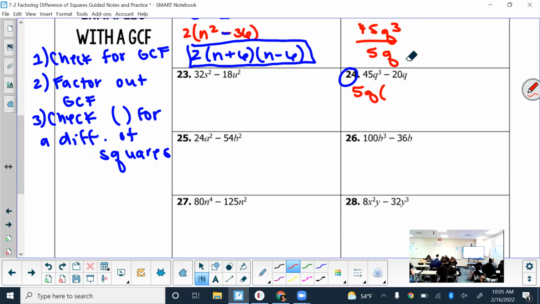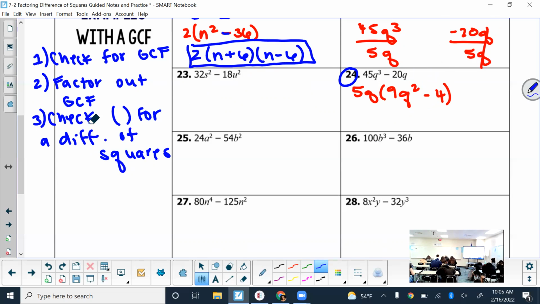What's 45 divided by 5? And q to the 3rd power divided by q. Good. And then the next term divided by your GCF. So what's negative 20 divided by 5? And q divided by q. Cancels out. So here's what I get for my parentheses.